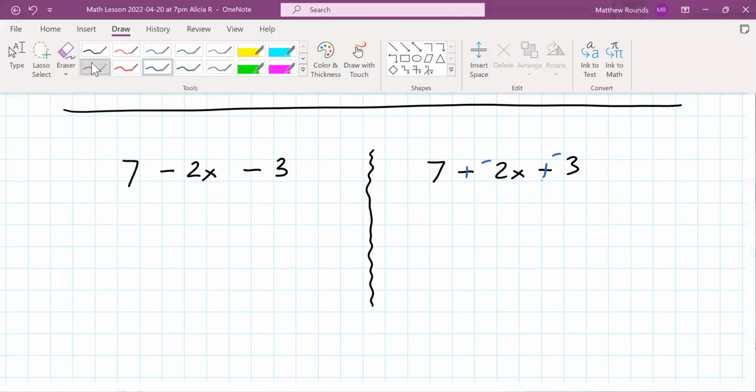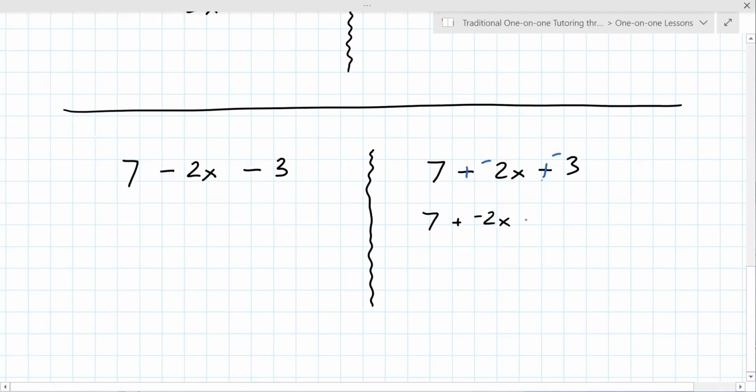Yes. If I rewrite this without the different color, these are exactly the same, but maybe this is somehow easier for you to understand. When you have plus, what plus allows you to do is rearrange everything, meaning you can switch the order only when you have plus. That's because you want to combine these here. So 7 plus negative 3, well, that's 4 plus negative 2x.